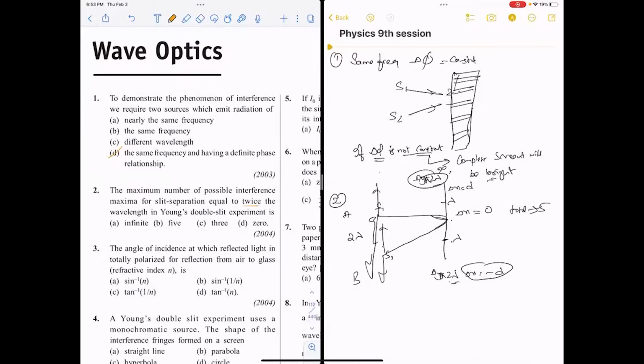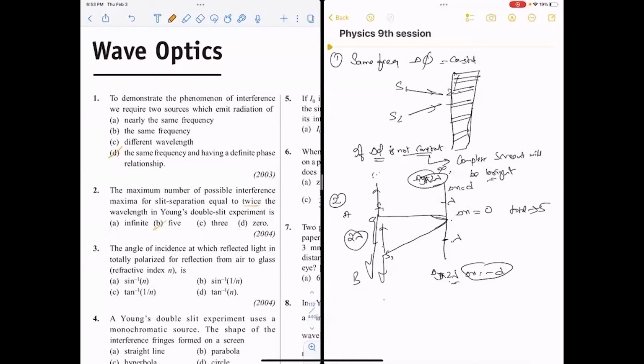I am giving you the reason, not just the formula. Why are 5 there? At infinity the path difference will be 2 lambda, so at infinity there are 2 maximas. Somewhere from central maxima to infinity is 1 lambda. So total 2 above, 2 below and 1 at the center. So Akshini 5 and Nishant Saurav 5, right? Both are right. So 5 is the answer.